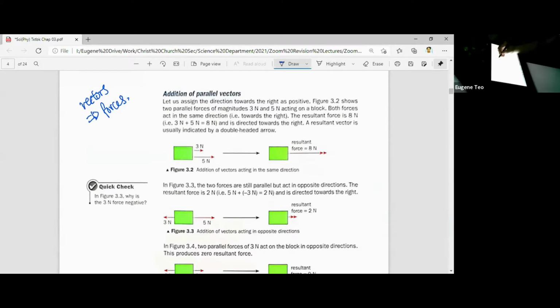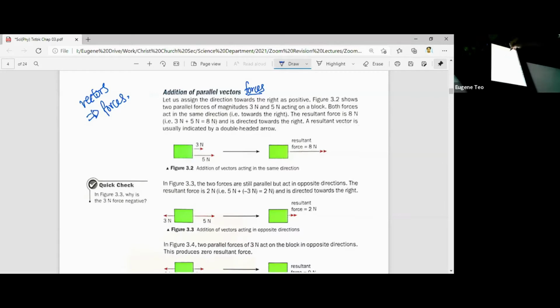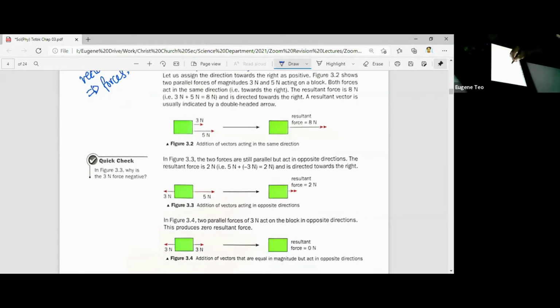So if I want to add parallel forces, let's look at the first example. 3 Newton, 5 Newton, they are parallel. Both are acting towards the right. If they are parallel forces, both acting towards the right, you can just add them up. The resultant force is 8. If I got 3 and 5, can you see they are still parallel forces? It's just that they are acting in different directions. Parallel but in opposite direction. Because opposite direction, you can subtract them off. So 5 Newton to the right, 3 Newton to the left. Therefore, my resultant is 2 Newton.